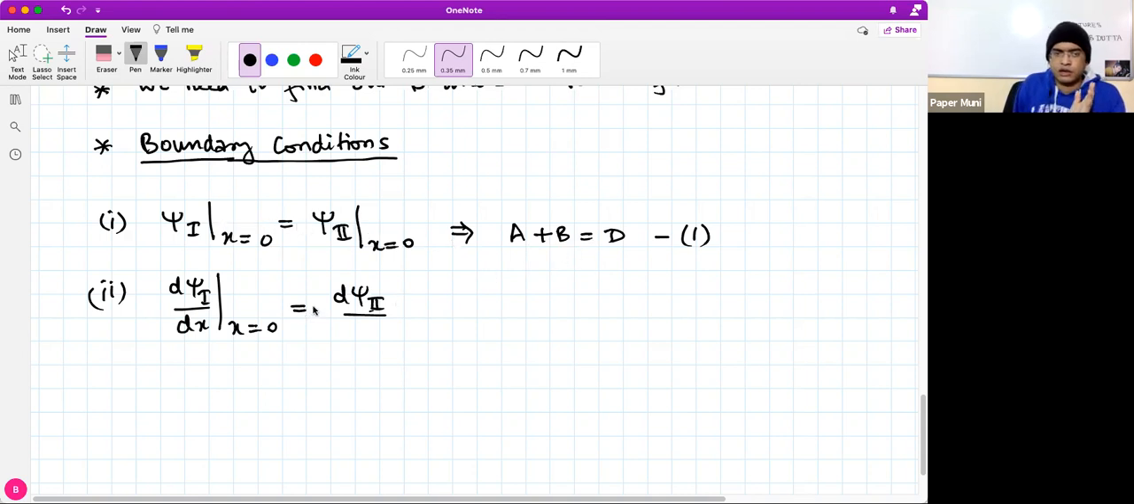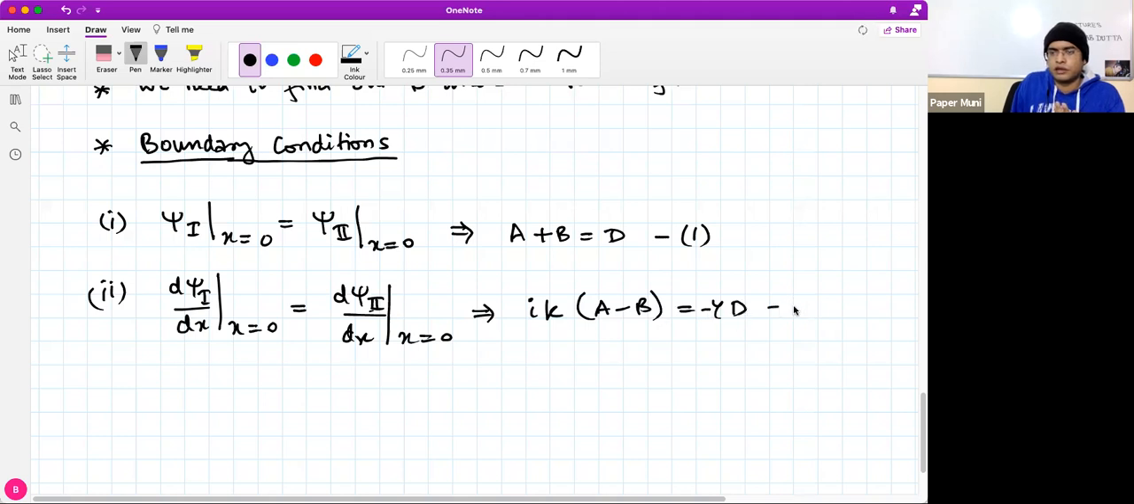Now, the first derivative should also be continuous, because the potential here is finite, and we know that for a finite potential the momentum should be continuous. Since the momentum has an operator form of minus i h-bar derivative with respect to x, the first derivative should also be continuous at x equal to 0. Now, I'm just writing down the solution. What you'll get is this one.